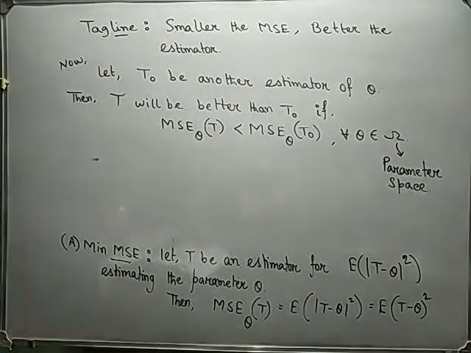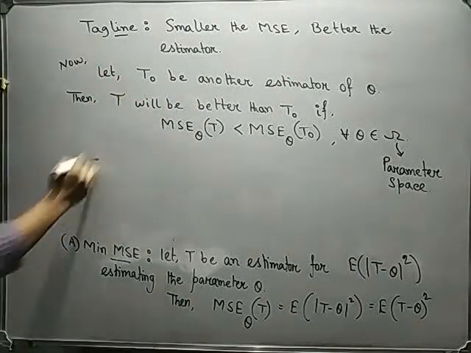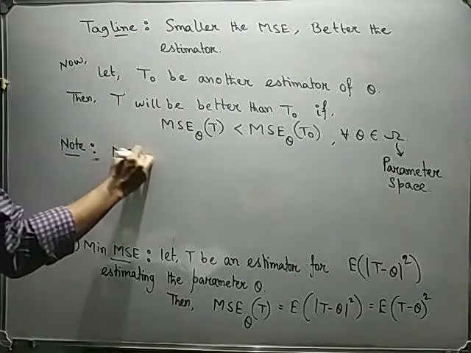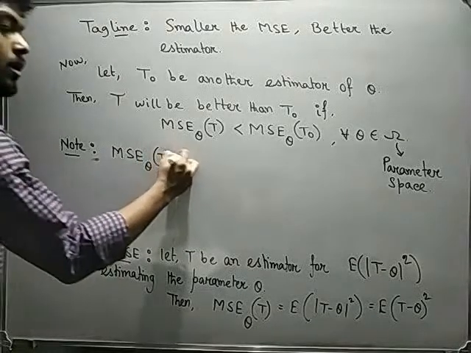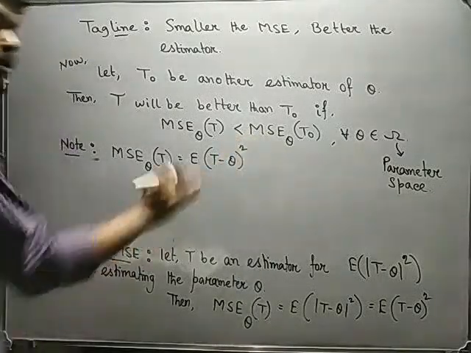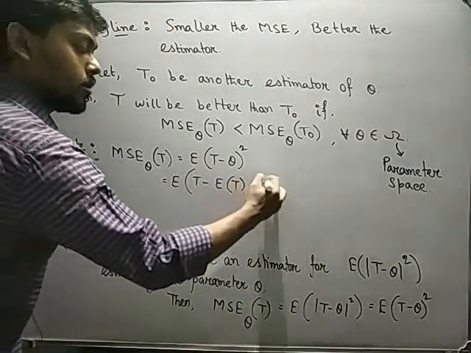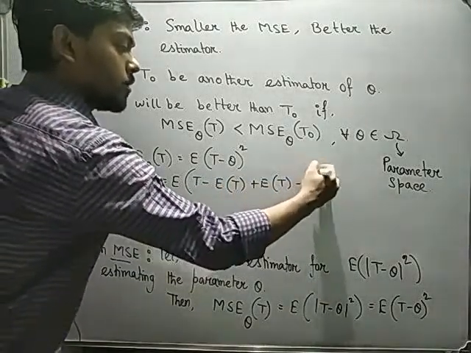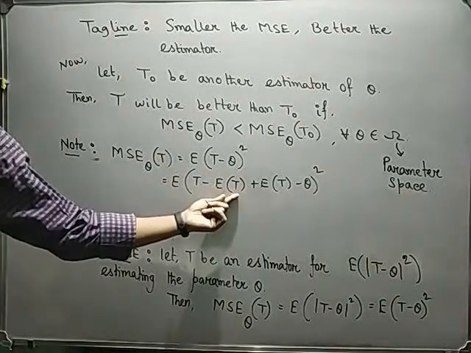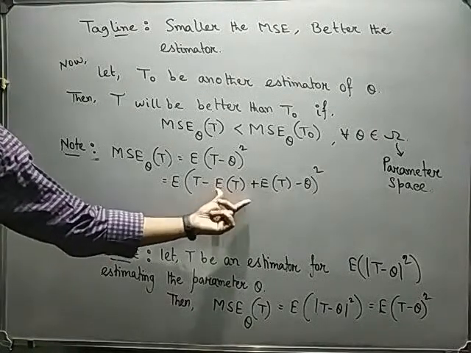Now here comes the concept of unbiasedness. So how can we get the concept of unbiasedness? Note that the MSE of capital T can be written in this way, which is T minus theta whole square. Now simplifying this part, we can get T minus expectation of T plus expectation of T minus theta whole square. Now we all know that capital T is a random variable, so expectation of capital T is basically a constant quantity, as expectation of any random variable is constant.